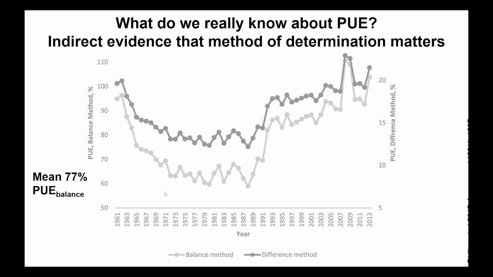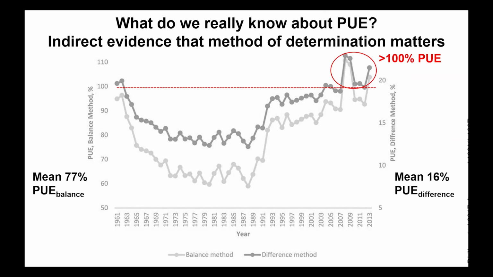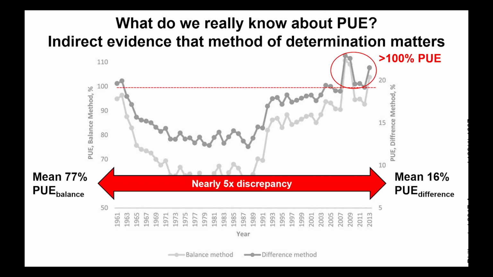A few things to note. One is that the mean PUE globally for cereal crops that they estimate over this time period is 77% for the balance method. The same data set, or the same time period for the same global cereal crop approach, is 16% for PUE by difference. So that's a pretty big discrepancy, by a factor of five.